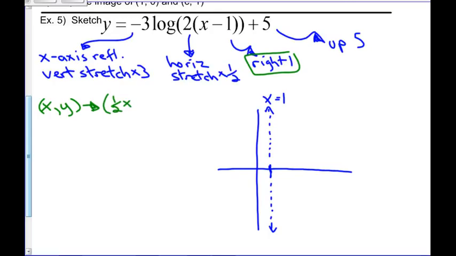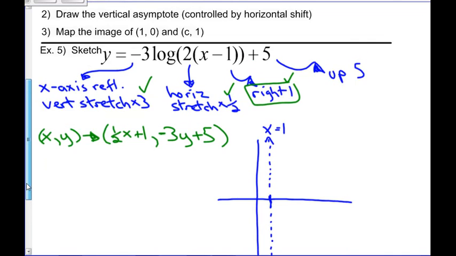If you go to the right 1, then that's adding 1 to x. An x-axis reflection flips all your y values from positive to negative or vice versa, so it makes your y's negative. And a vertical stretch by a factor of 3 means your y's get multiplied by 3. So we'd have negative 3y, and then up 5, so our y's would have 5 added to them.